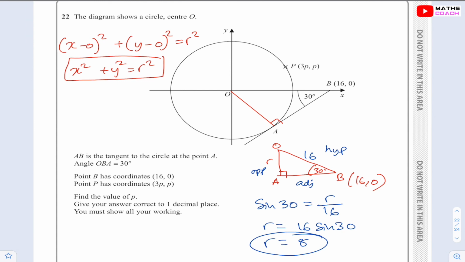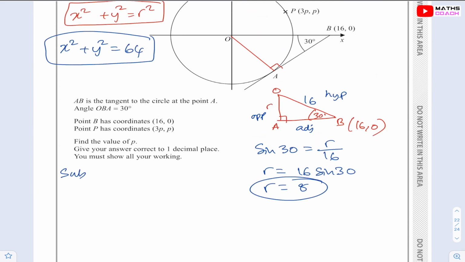So we can go back to our equation and we can write down the radius squared. So therefore 8 squared would be 64. Now, we are told that P is a point on the circle. It lies on the circle. So we can use that information by substituting the 3P as x and P as y into our equation of a circle. So we are going to sub (3P, P) into the equation. So therefore for x², we get (3P)². And then for y², we get P².